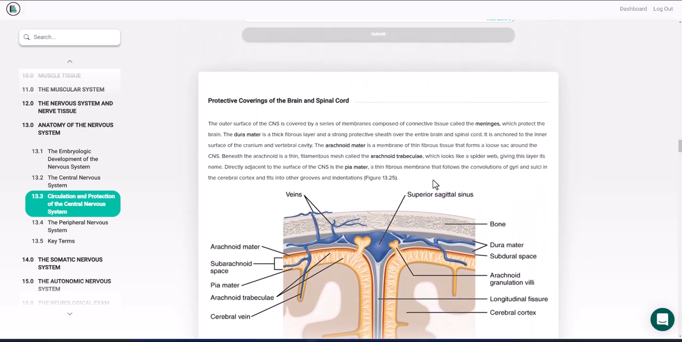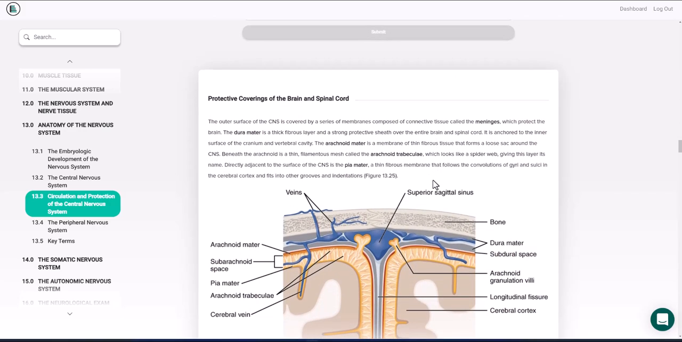Now, the brain is an incredibly important organ. Clearly, life does not go on without it. So there are some important protective coverings that cover both the brain and the spinal cord. These protective coverings are collectively called the meninges. The meninges. You probably heard of meningitis. I'll mention that in a moment. There are three very specific layers. You'll see these in lab as well.